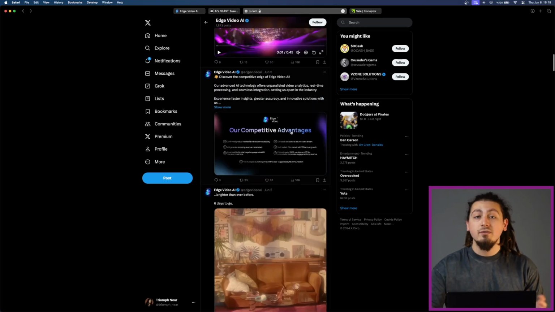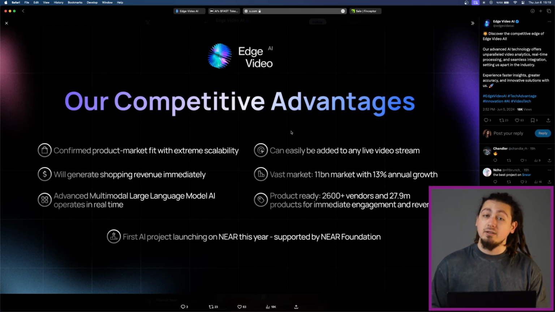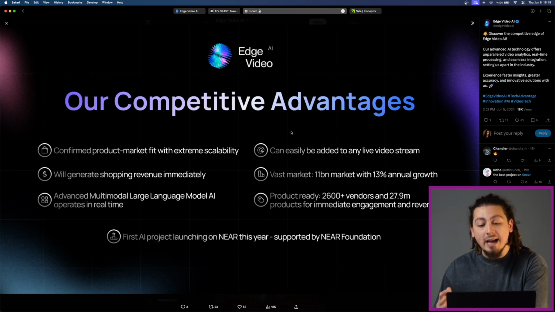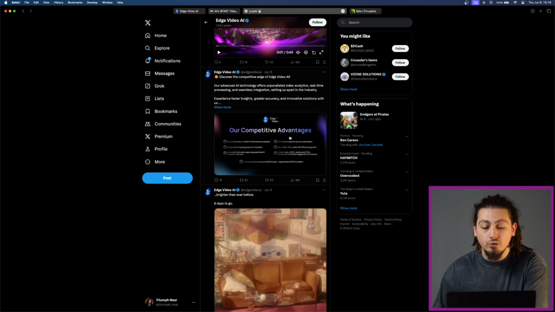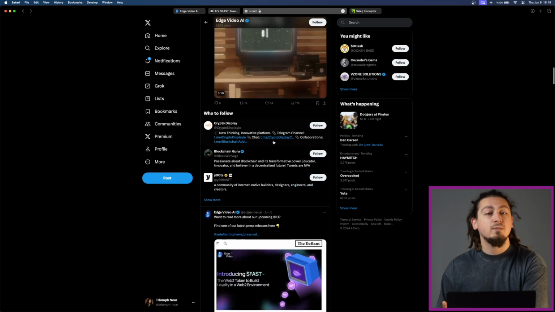And now that we're on Twitter, we can take a look at some of their posts. For example, recently they have shared their competitive advantages. When you take a look at this, you will see confirmed product market fit with extreme scalability, which will generate shopping revenue immediately. Also, Edge Video AI has an advanced multimodal large language model AI, which operates in real time. Moreover, it can easily be added to any live video stream. And there is a very massive market, an 11 billion market with 13% annual growth. The product is ready with 2,600 vendors and 27.9 million products for immediate engagement and revenue.